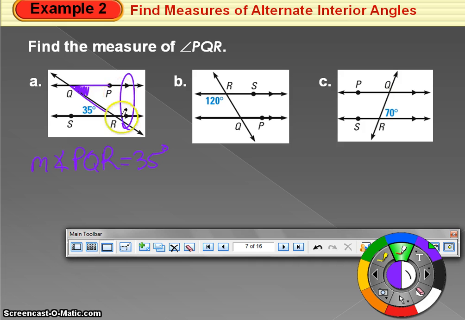We know that we have parallel lines right there. So these are alternate interior angles formed by parallel lines, so their measures are congruent. Same thing here, parallel lines. So PQR is right here. I'm looking at this angle. First of all, I should realize that that's going to be obtuse. And then since it's alternate interior with the angle marked 120, the measure of angle PQR equals 120 degrees.